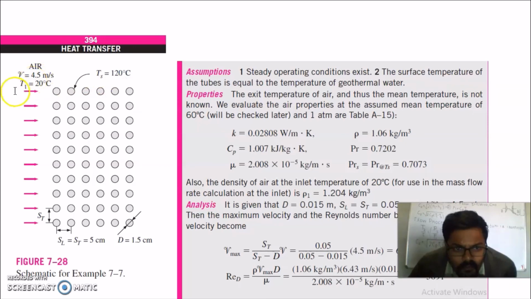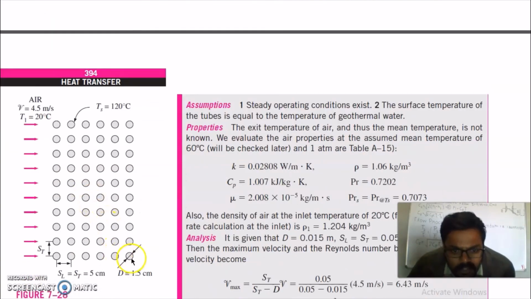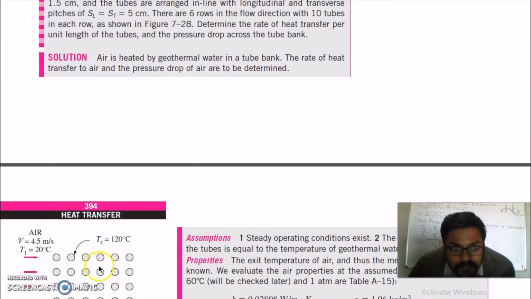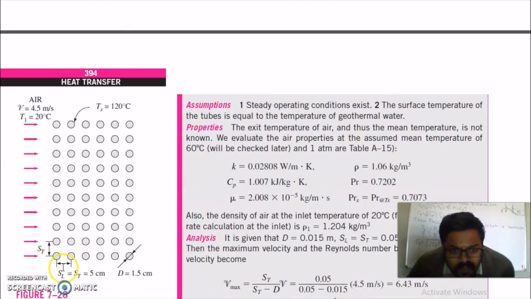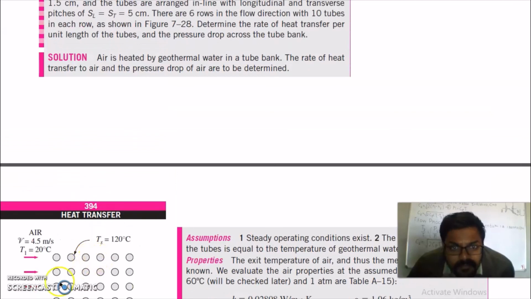This is your air which is flowing over the tubes with this velocity and this temperature of 20 degrees Celsius. The outer diameter of the tube is 1.5 centimeter, and the tubes are arranged in line with the longitudinal and transverse pitch of ST equal to SL equal to 5 centimeter.